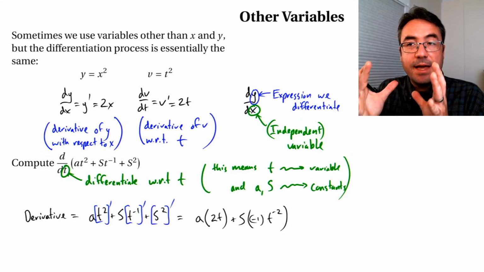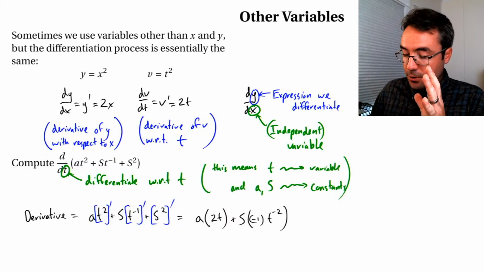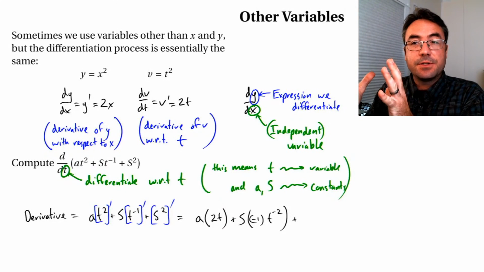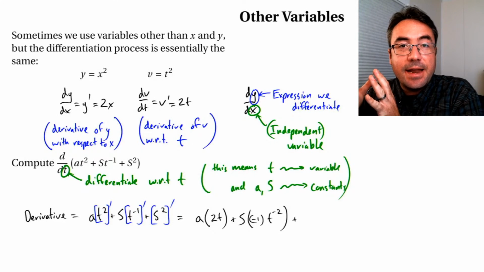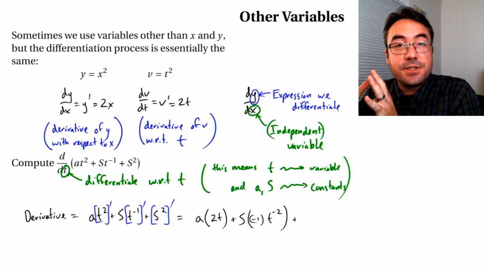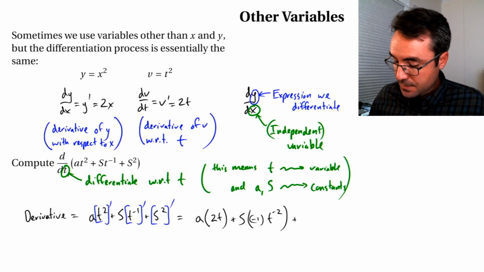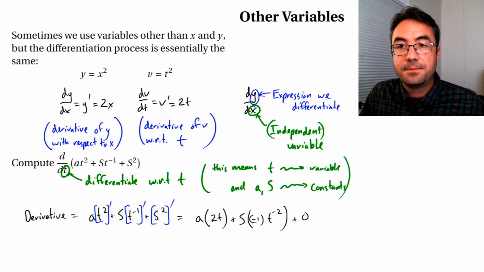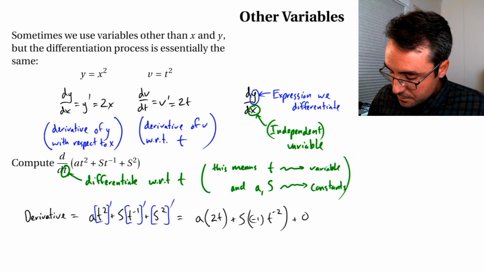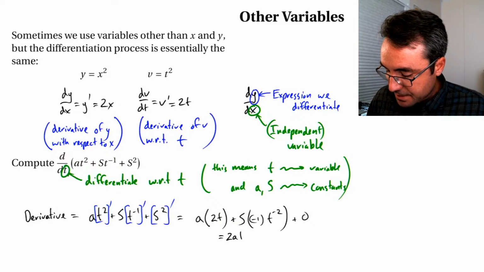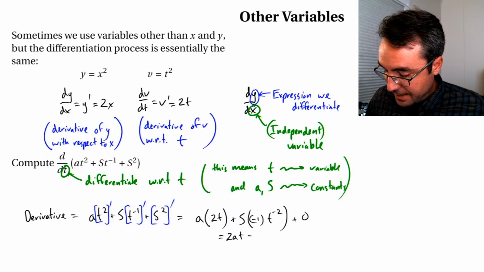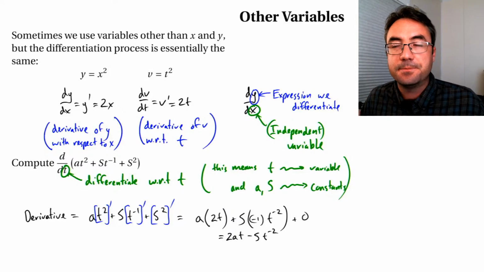And then finally, we're done with the derivative of that second term now, so there's a plus sign, and then we go to our final term, which is just s squared. And s squared, in the context of this function, is just a constant term. So when we differentiate a constant term, it's just 0. So plus 0. And so if we clean that up a little bit, we could write this as 2at minus s times t to the negative 2. And then we don't write the plus 0.